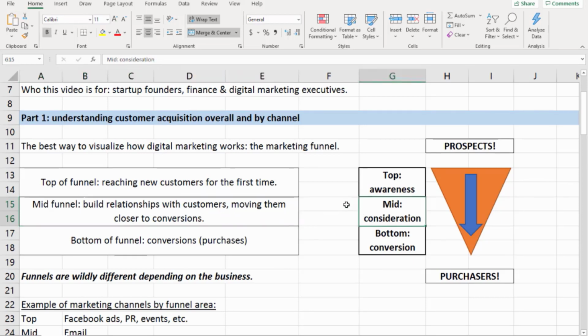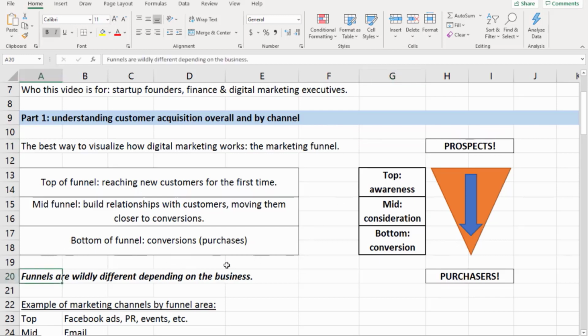So this is what we call the consideration phase for the customer. And then the bottom of the funnel is conversions, which are purchases. So this is where we try to entice them to purchase, sometimes with discounts, sometimes with just making it really easy. We try to remove the friction for them to finally make that purchase. And so the funnel itself represents the process of getting people from prospects who don't know about the company to purchasers, which are clients of the company.